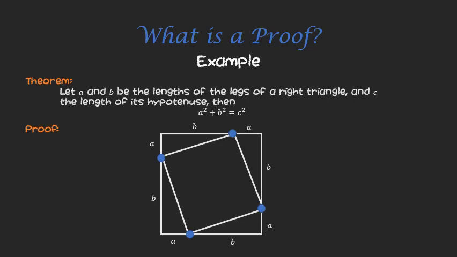Now look at what I have here in my picture. I have 4 triangles, each with legs A and B, and a hypotenuse here. Right? This is the hypotenuse of that triangle. Now, under my assumptions that A and B are the lengths of the legs of a right triangle and C is the length of its hypotenuse, I can conclude that if I've drawn it in this way, this length here should be C.